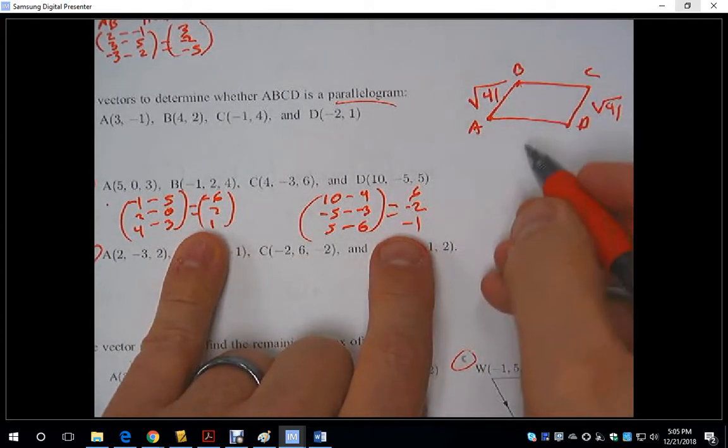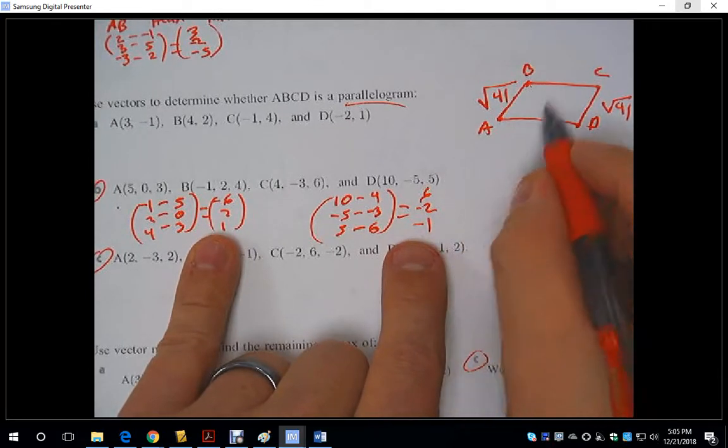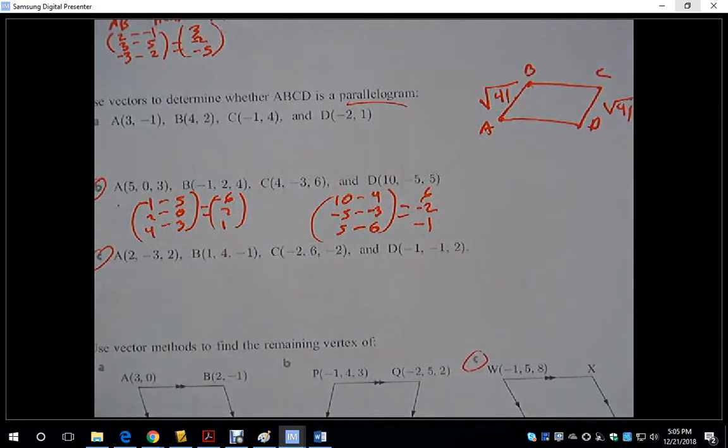So it looks compelling. It looks like this may be a parallelogram. So do the same thing with the other two opposite sides to see if they are the same length. And if they are, then you have a parallelogram.